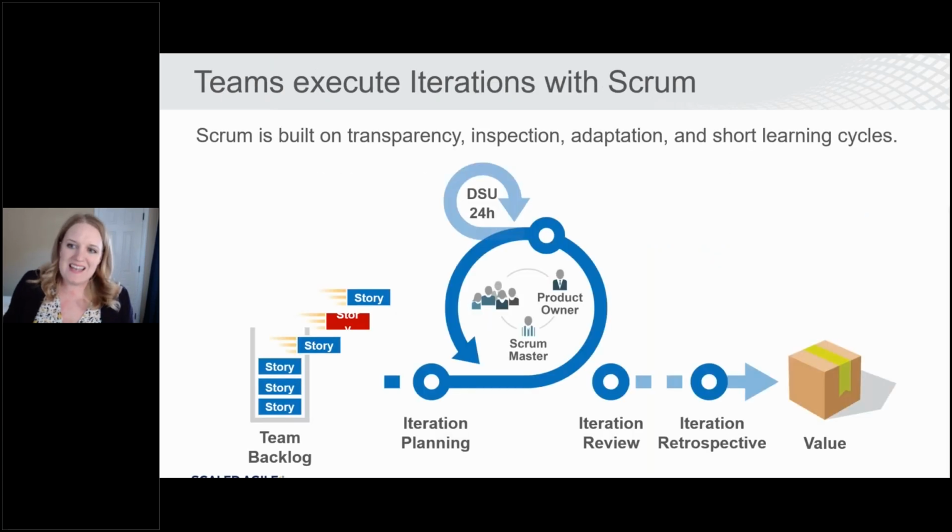Agile teams typically operate with either Scrum or Kanban, or a combination. So we often execute our iterations with Scrum. Scrum is a lightweight framework built on transparency, inspection, and adaptation. And it's all about delivering value iteratively and incrementally, applying short learning cycles where we build, we test, we demo, we review, and we adapt accordingly based on our feedback.